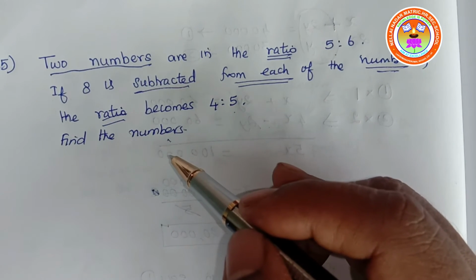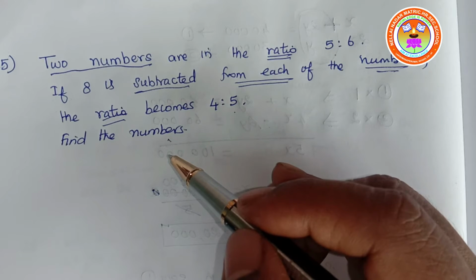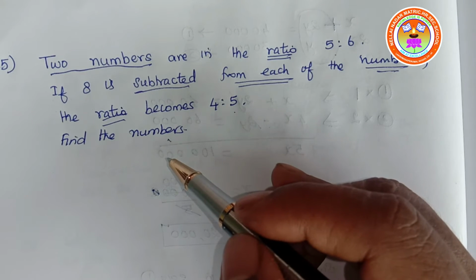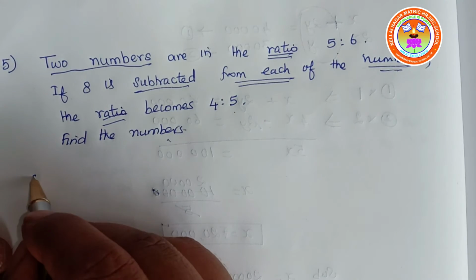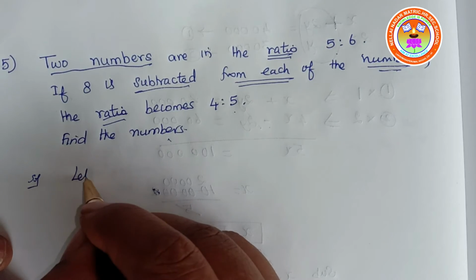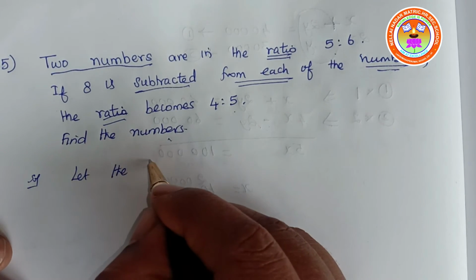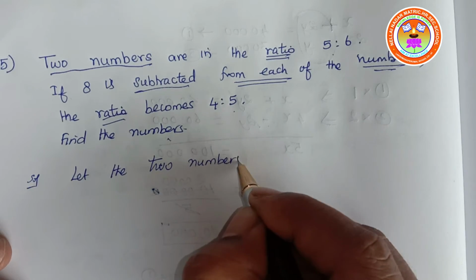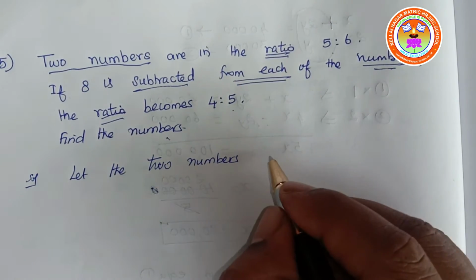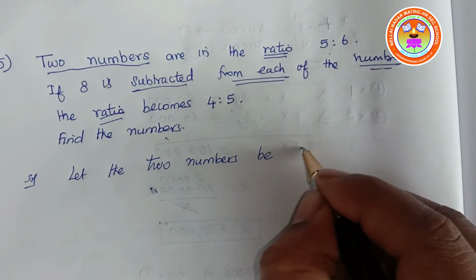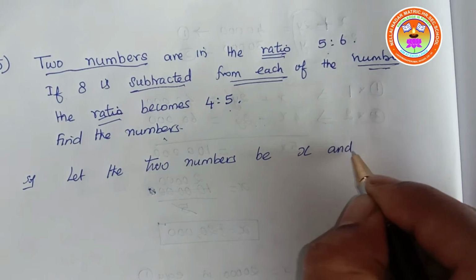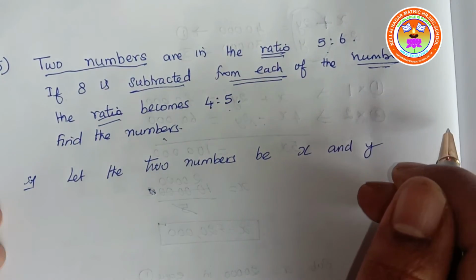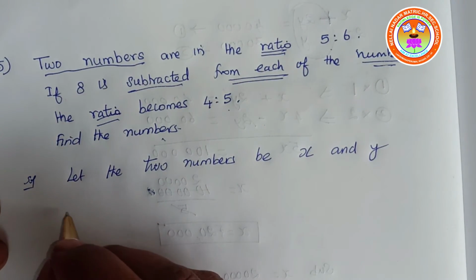Now here, the two numbers have not been mentioned, so we have to consider them. Solution: let the two numbers be x and y, x as the first number and y as the second number. It's clear? What is the first condition?